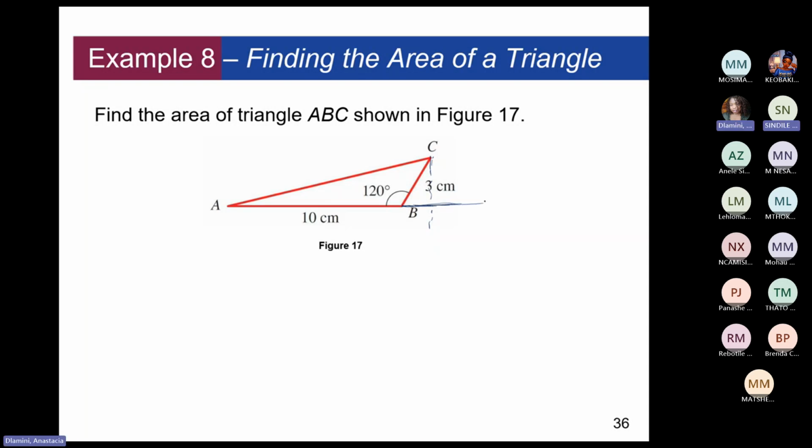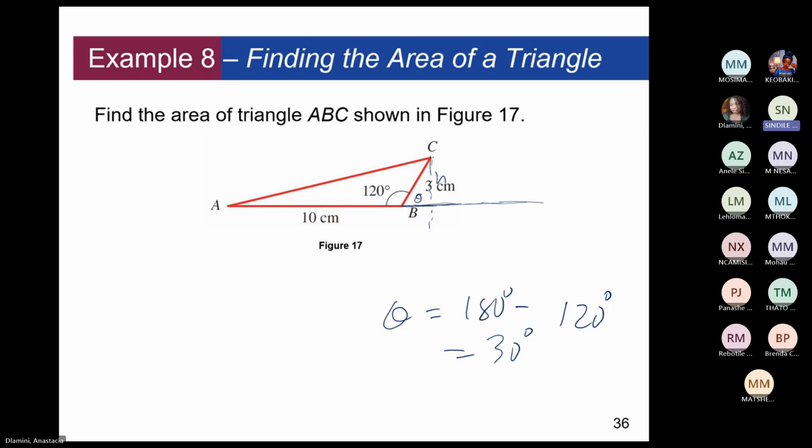Do you see that? Yes, ma'am. And then this becomes your height. Now, because this becomes your height, you know that this angle here, let's call it theta, will be equal to 180 degrees minus 120 degrees, because these are angles on a straight line. And this gives you what? This gives you 30 degrees. Do you see that?